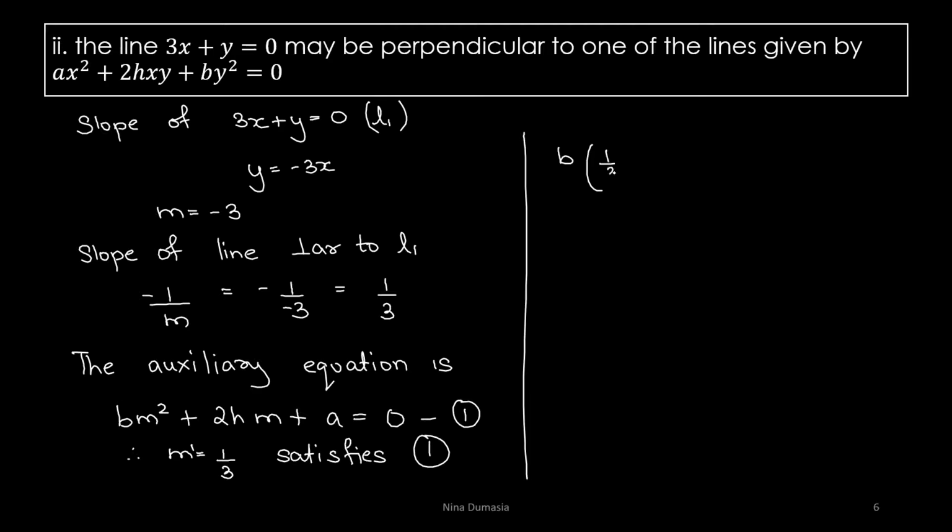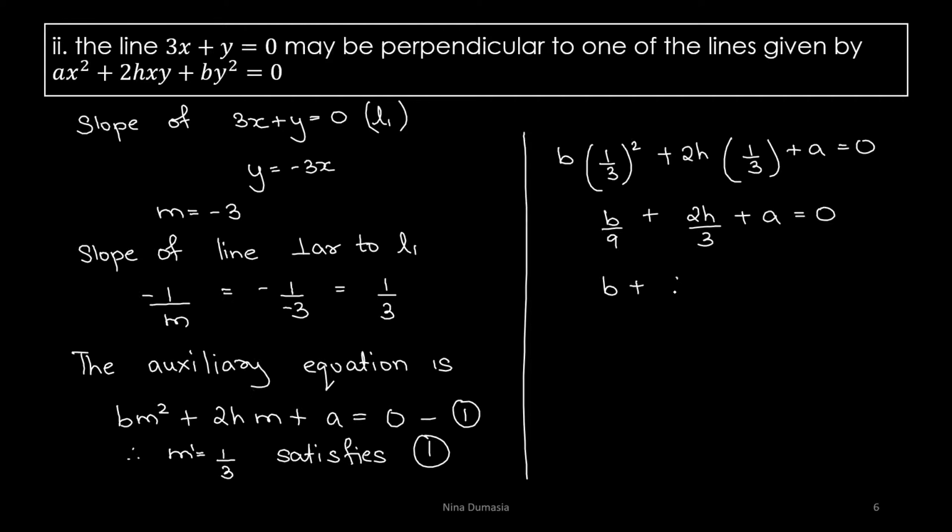Therefore, b into (1/3)² + 2h into 1/3 + a = 0. Therefore, we have b/9 + 2h/3 + a = 0. Multiplying throughout by 9, we get b + 6h + 9a = 0. And this is the condition that that line is perpendicular to one of the lines given by this equation of pair of straight lines. Fine. This is your final answer. Now let us look at the next question.